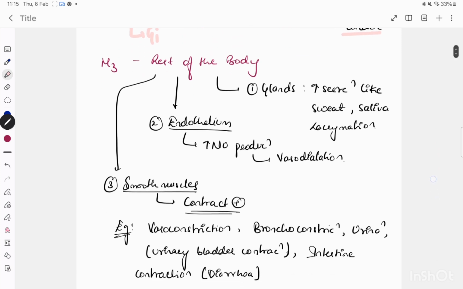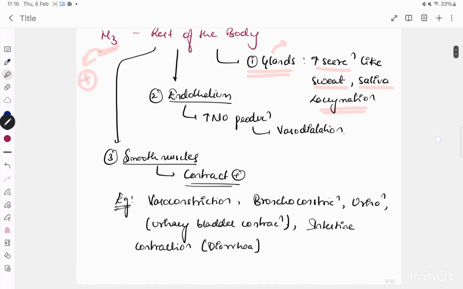M3 is present in the rest of the body. Where all can we see M3 receptors? First, it is present in the glands. And now what does it do? You can tell. M3 is an odd number, right? So it is excitatory in nature. So what does it do? It increases secretions. Glands, what is the function of glands? To secrete substances, right? So it increases secretions like sweat, saliva, and lacrimation. Next is in endothelium. In endothelium, it increases NO production. NO in the sense it is nitric oxide. Nitric oxide, what does it do? It helps in dilation. So vasodilation will take place.